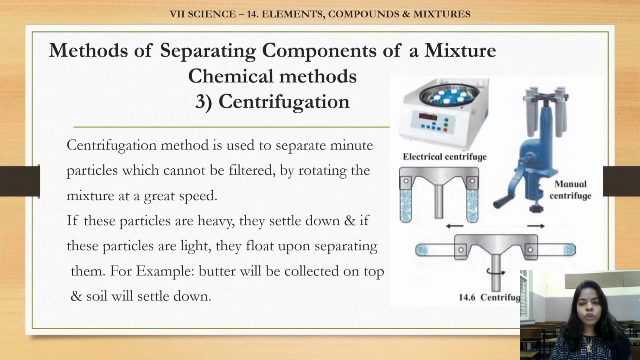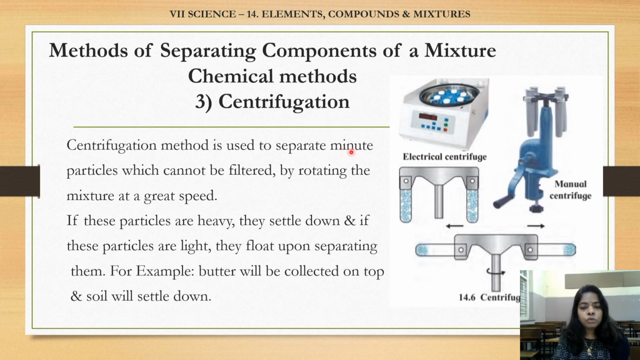Next one, centrifugation. This is the same as what we saw in the physical method. There we are churning with hand. Here we are going to use a machine. That is the only difference. And in this we are going to settle down the particles. We are going to separate the particles which are very small, which we cannot separate by using the physical method.